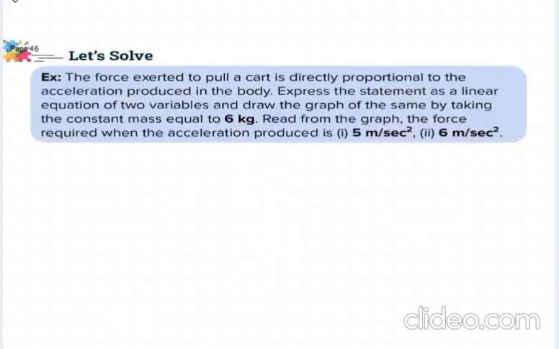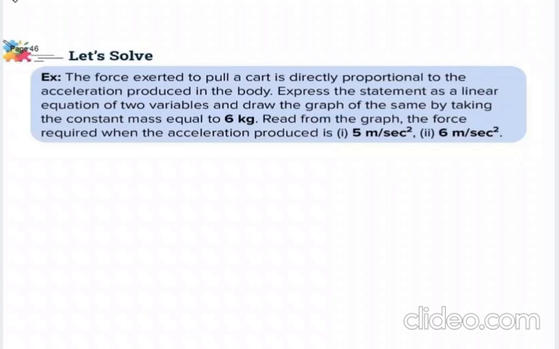Now next one: the force exerted to pull a cart is directly proportional to the acceleration produced in the body. Express the statement as a linear equation of two variables and draw a graph of the same by taking the constant mass equal to 6 kg. Read from the graph the force required when the acceleration is 5 meter per second square and 6 meter per second square. Now what you have to do? Little bit physics, maths plus physics we are doing today. So this is a maths plus physics question. Let's see how we're going to do it.